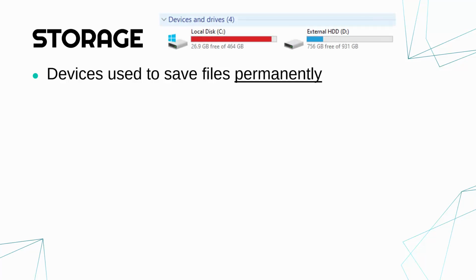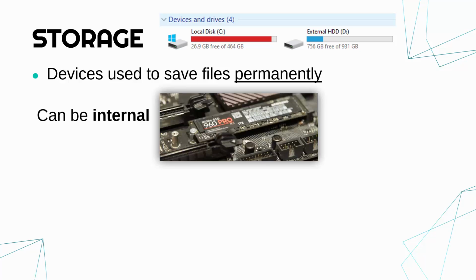So your storage will be where most of your pictures, videos, Word documents, program files, etc. are held more permanently. And we say that because memory, as we'll look at, is not held permanently, it's more temporary. So storage is for things longer term. Now, some storage devices are internal. What that means is they are held inside the computer case, usually.